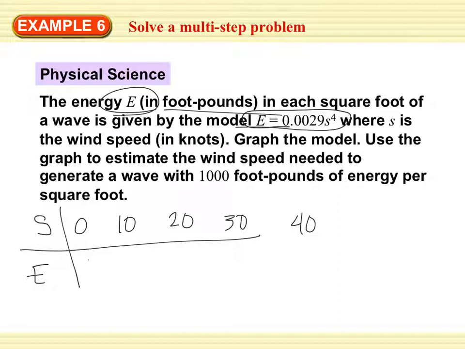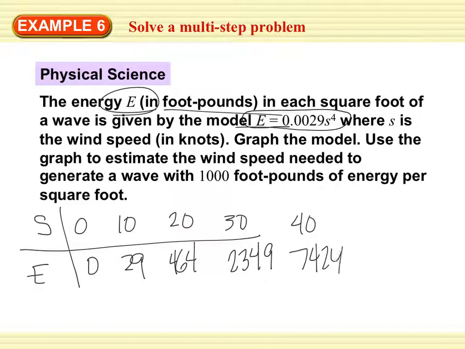So when I plug in 0 for s, I get 0. 10 to the 4th power is a big number. Multiply that. 20 to the 4th power. 30 to the 4th power. 40 to the 4th power. Okay, I need to check that out and remember it as I graph what's going on.